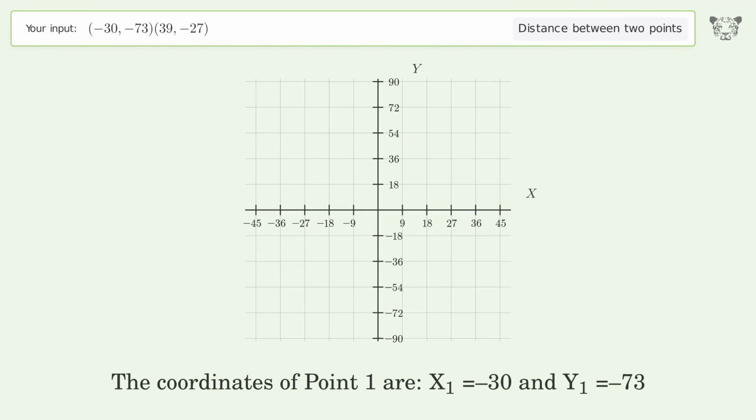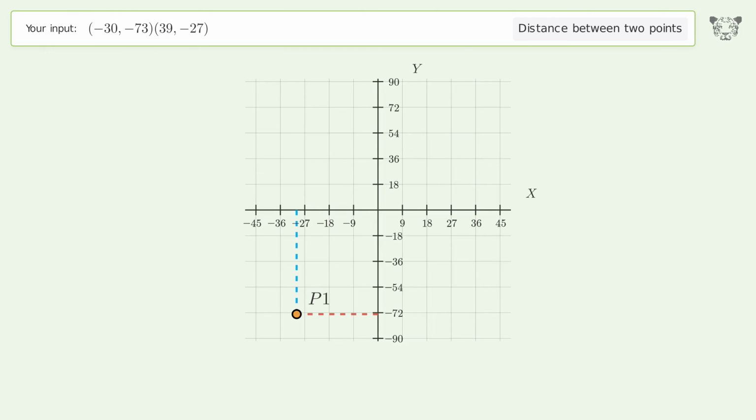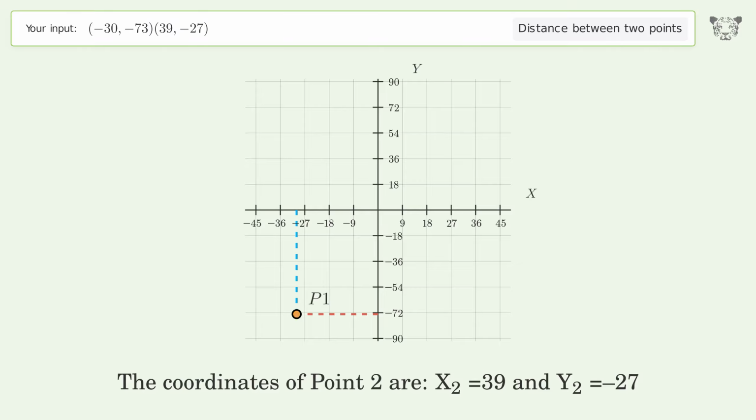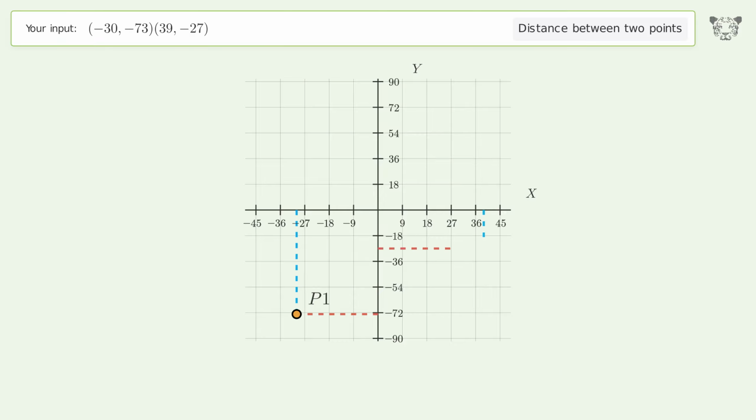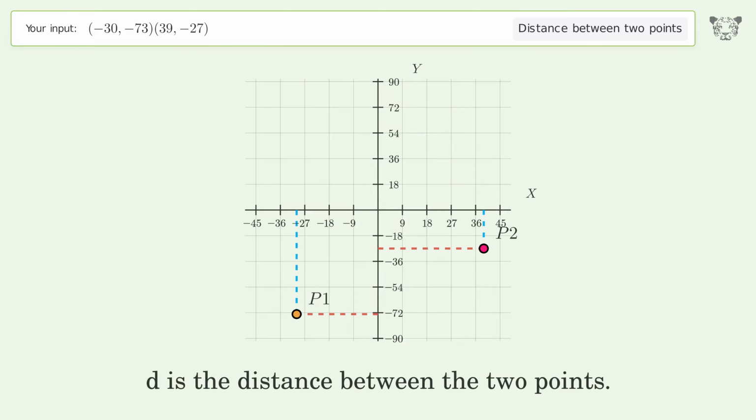The coordinates of point 1 are x1 equals -30 and y1 equals -73. The coordinates of point 2 are x2 equals 39 and y2 equals -27. D is the distance between the 2 points.